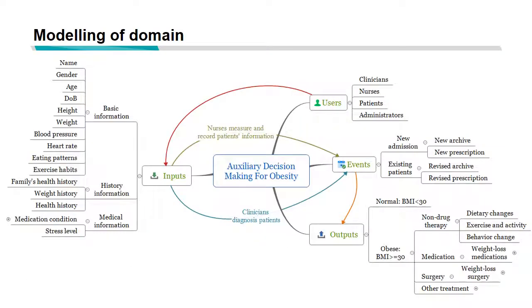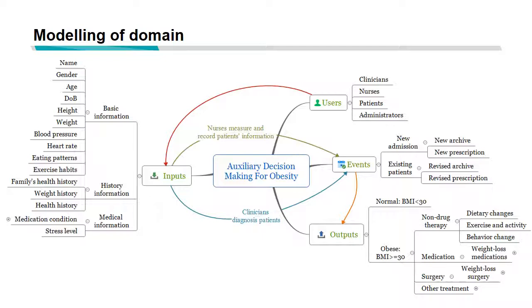Now is modeling. Here is a mind map of modeling. At the center is the topic, auxiliary decision making for obesity. The model consists of 4 parts: users, inputs, outputs, and events. Specifically, there are 4 kinds of users, including clinicians, nurses, patients, and software administrators. But here we just focus on the first 3 users. As for inputs, they are divided into basic information, history information, and medical information.